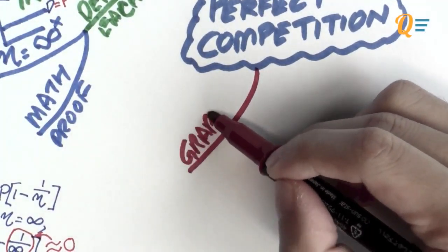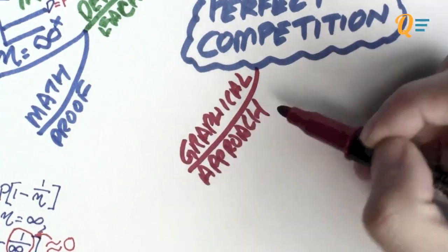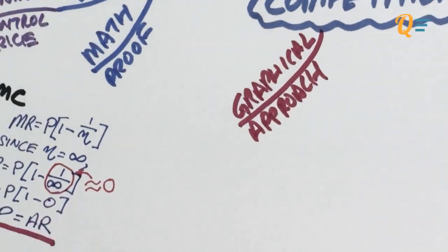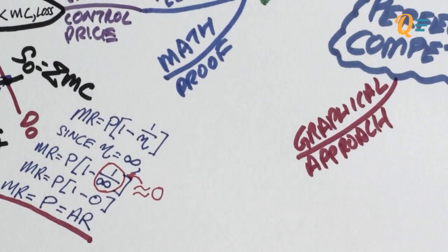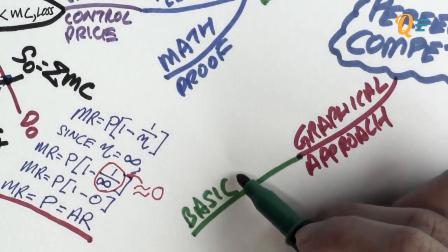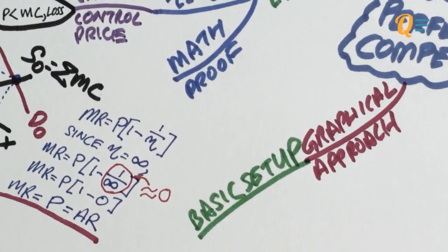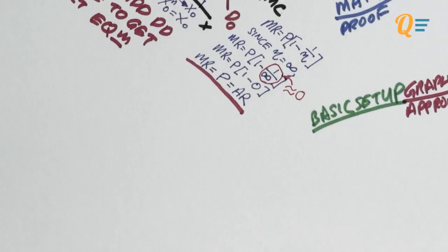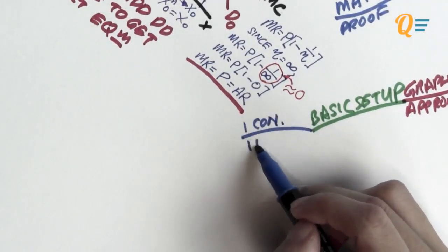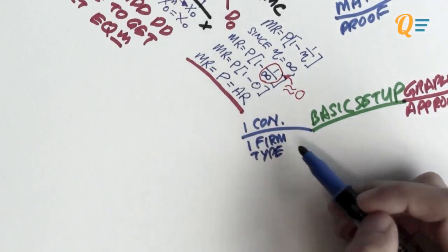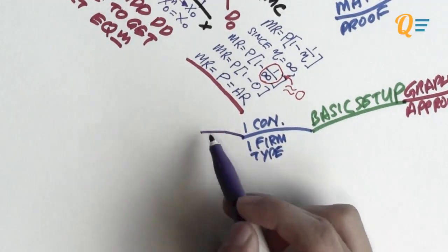Okay, cool. So now that we got the basics in place, let's talk about the graphical approach to analyze perfectly competitive markets. So the first thing we always talk about is what is the basic setup to analyze perfect competition. Now, there are several scenarios that you can have in perfect competition. There are going to be a few players, right? You can either have one type of consumer and one type of firm. Okay, so that's the most basic.